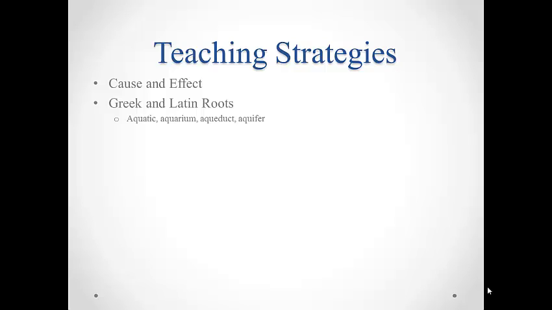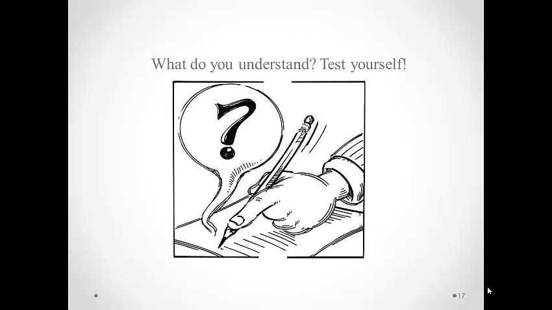Another strategy is to develop learners' knowledge of word parts and to develop their knowledge of Greek and Latin roots in words. For example, speakers of Romance languages may recognize the prefix aqua in words like aquatic, aquarium, aqueduct, and aquifer. Now let's test your knowledge of science discourse.